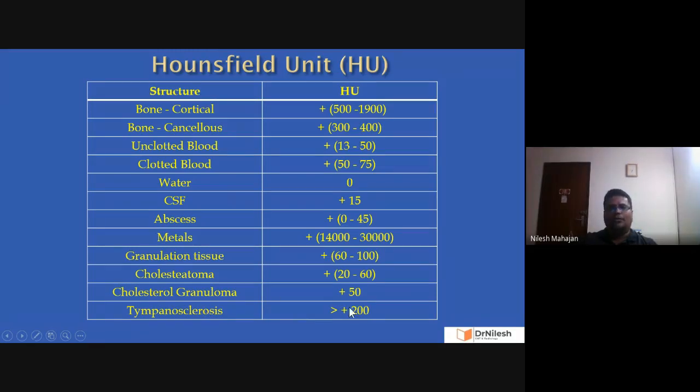Tympanosclerosis more than 200. So I have written this roughly here because whatever scans I came across, I just tried to find out how much it comes. These last 4 values I have written myself. It is not given in any book. It is just approximately what I wrote. The rest of the values you will get in any radiology book also. But for these last 4, I just went through the scans and roughly calculated that those correspond to like this.